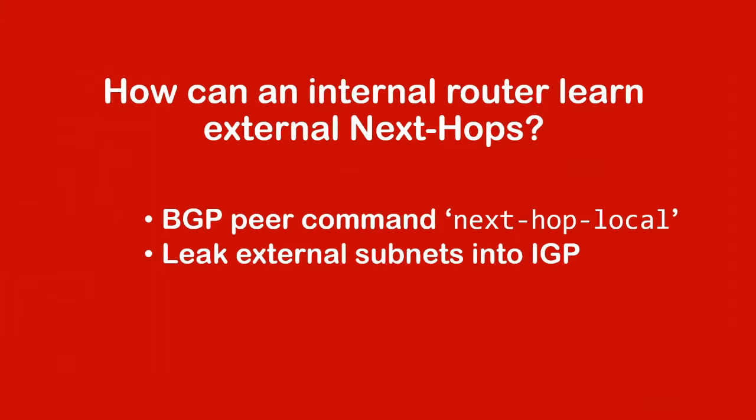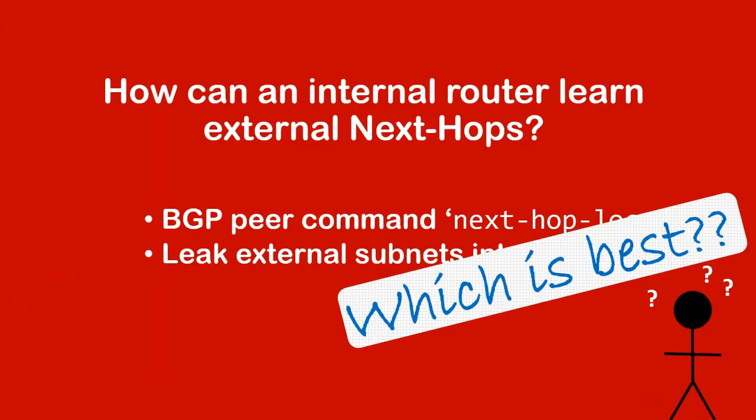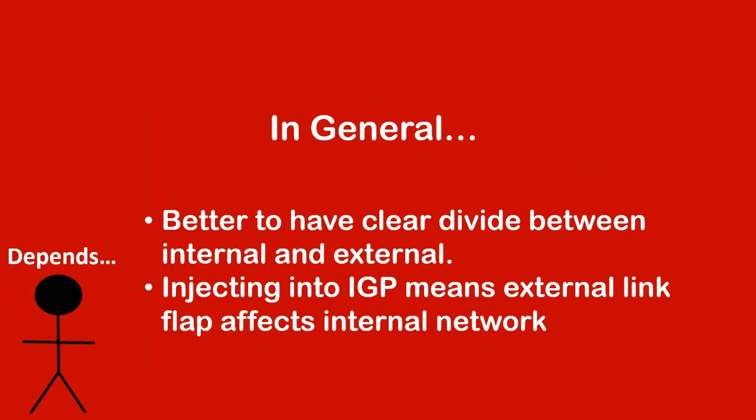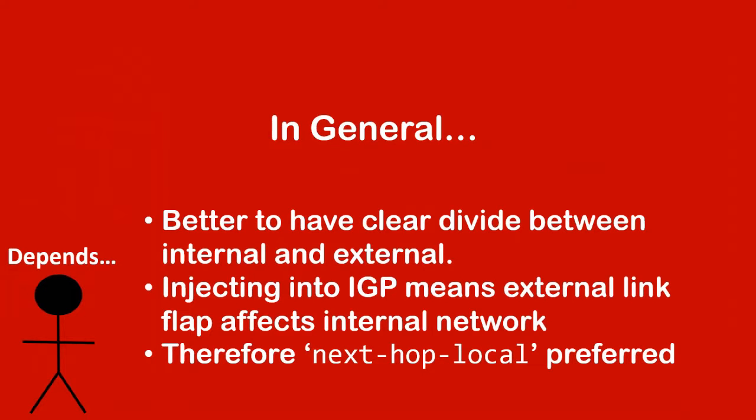And the obvious question is, which one is best? Well, the answer, like usual, is it depends. But in general, it is better to have in your network a clear divide between the internal network and any external network. Injecting or leaking the external link into your IGP means that any flaps, any activity on that link on that subnet will affect your internal network. So if you're running OSPF and the link is bouncing rapidly, you're going to have recalculations, and LSAs flooded into your network, and the whole point being that that's essentially beyond your control. That's an external link, which is not internal to your domain. Therefore, in general, the next hop local approach is preferred.